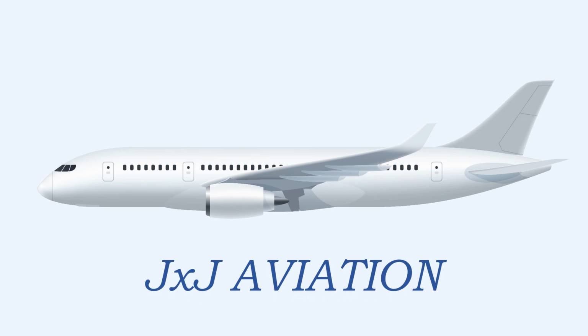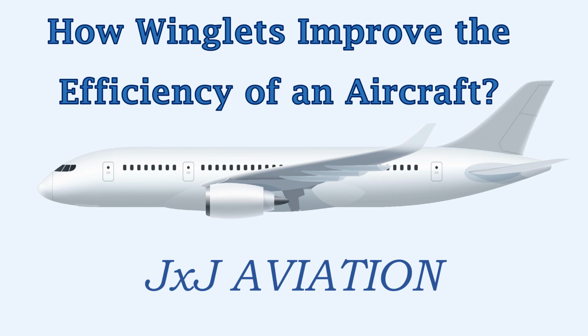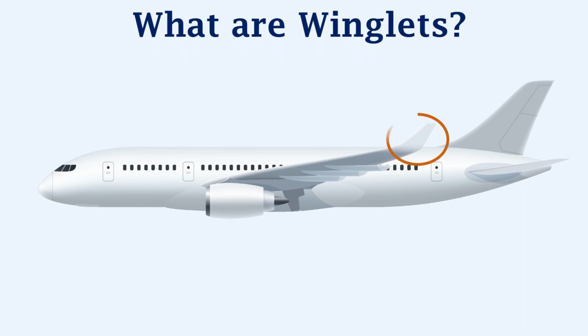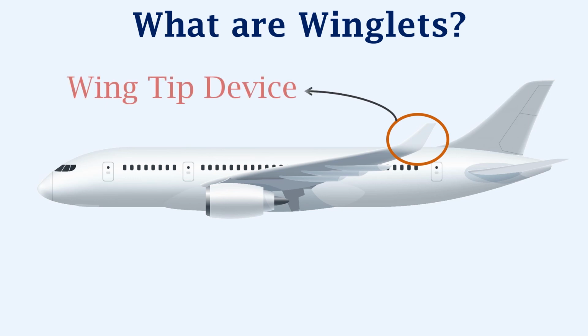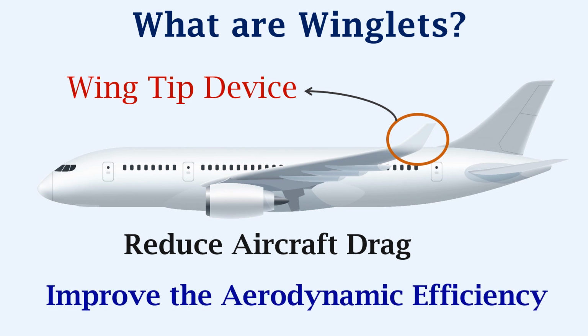In this video, we will be looking at how winglets improve the efficiency of an aircraft. First, let's see what winglets are. Winglets are a type of wingtip device, which are mainly used to reduce the aircraft drag. This will improve the aerodynamic efficiency of the aircraft. To understand how it improves the efficiency, we need to understand something called wingtip vortices.